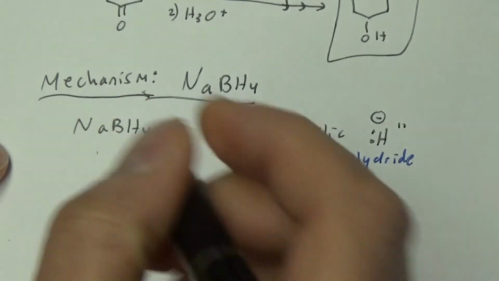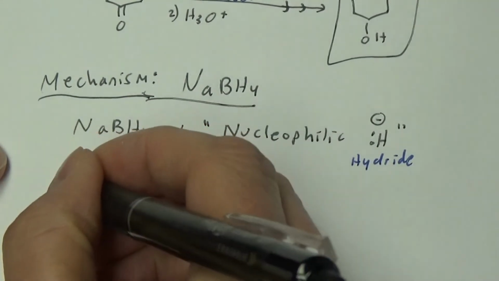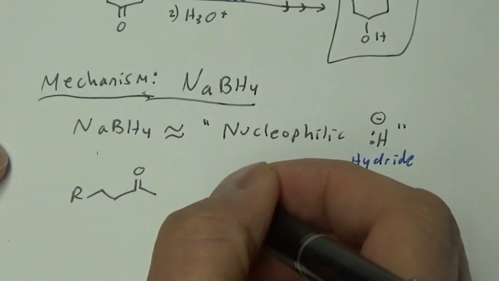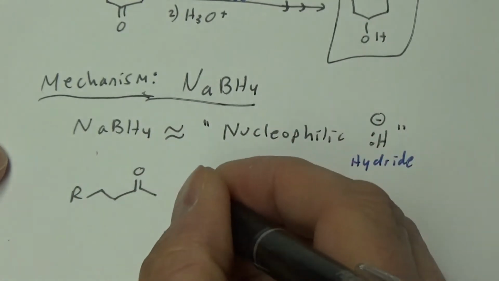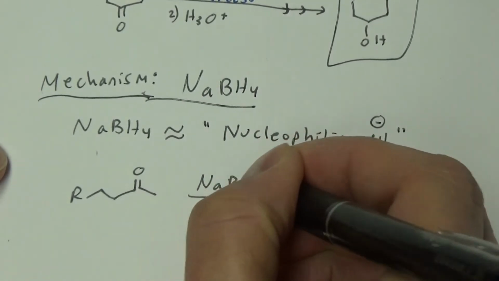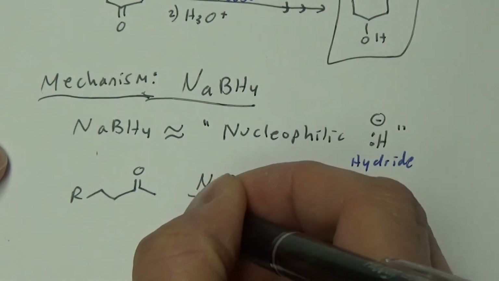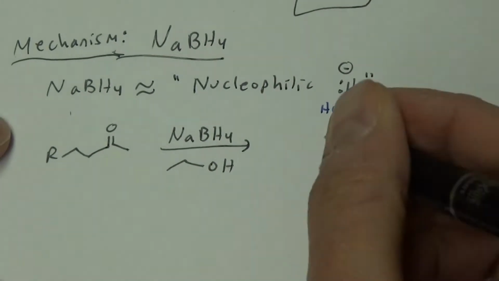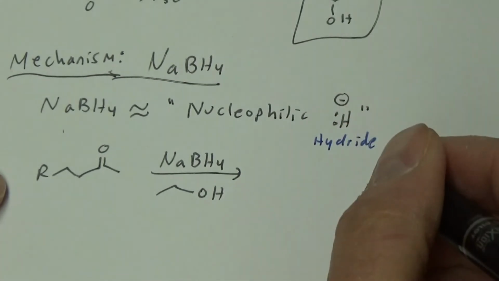So if we have, we'll just draw a ketone. It could be a ketone, it could be an aldehyde. And we're reacting this with NaBH4 in ethanol. I'll draw out ethanol this time, ethyl alcohol. What's the product?